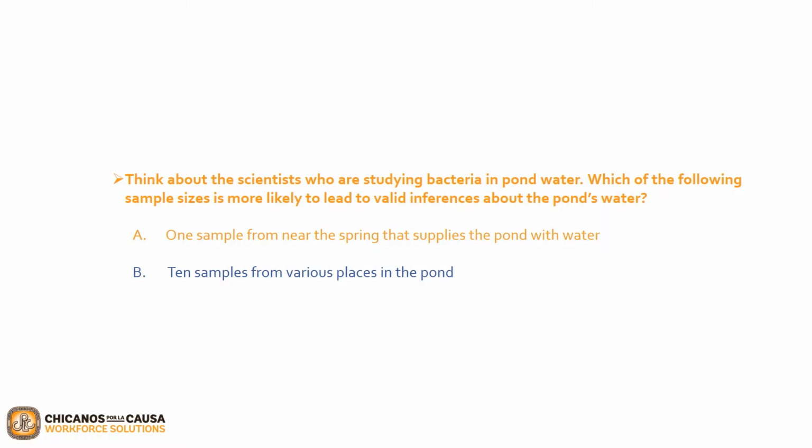If the scientist studying pond water took just one sample of water, that sample might happen to contain only a few bacteria, and thus the scientist will incorrectly conclude that the entire pond has a low concentration of bacteria. On the other hand, if they took 10 samples of water from different places, the samples would likely be different, or heterogeneous, and more accurately represent the pond as a whole.